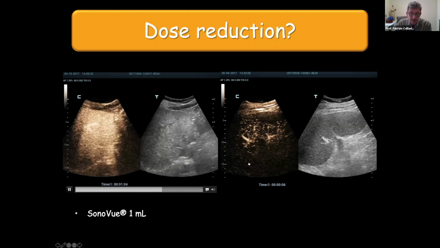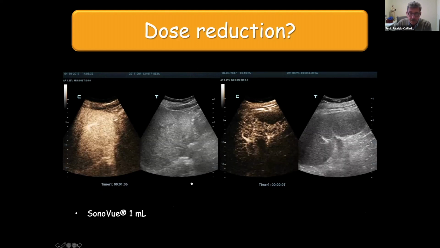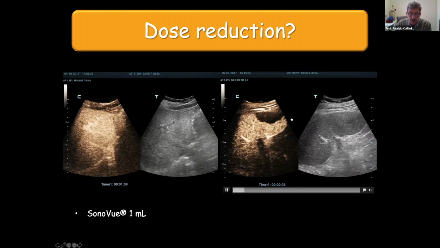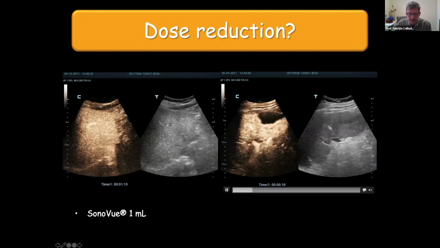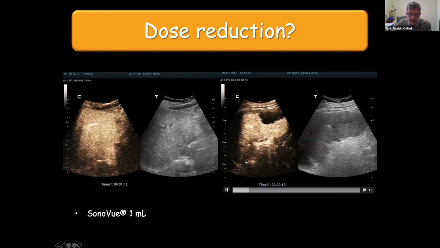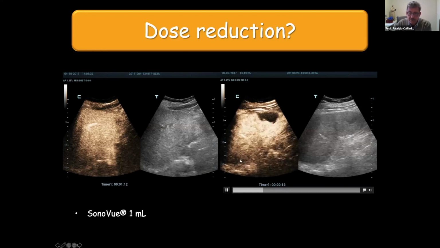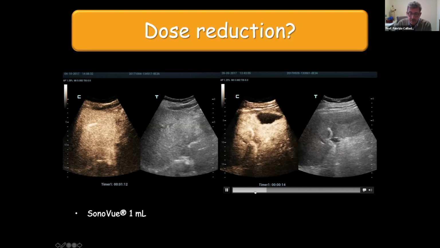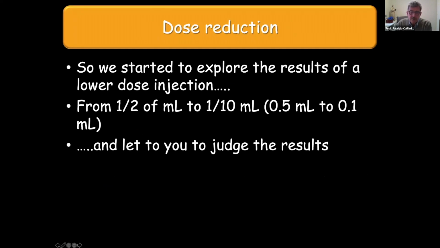And even here, this is a spleen. Okay, a spleen with an angioma here. But look, this spleen is full of contrast, but all that is happening here is not perfectly visible because of all the blooming. So we started to try what happens if we inject from 1/2 of 1 milliliter to 1/10 of a milliliter, so 0.5 to 0.1 milliliter, and let you judge the result.